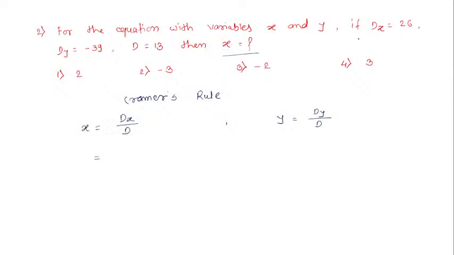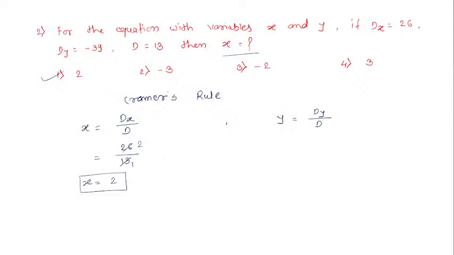So value of dx is given, replace dx by 26 divided by d is 13. So if we divide by 13, we get 13 2s are 26, that is equal to 2. So the value of variable x is 2 for this given particular equation, which has the variables x and y, where dx and dy and d are given. So the correct alternative is 2, which is first alternative. So the answer for this question is first alternative 2, that is the value of x is 2.